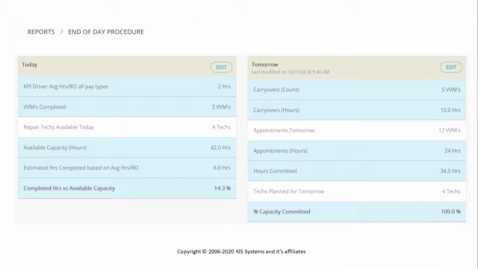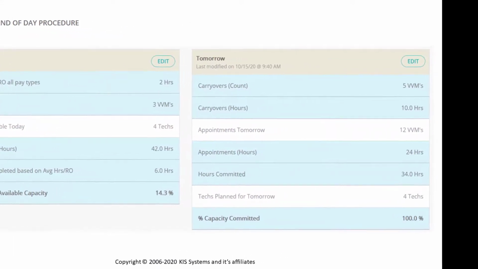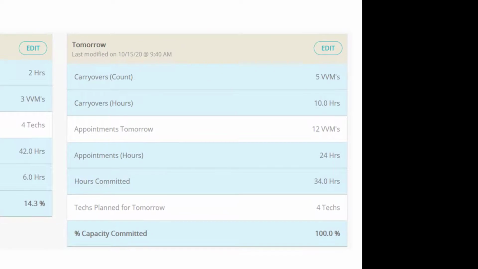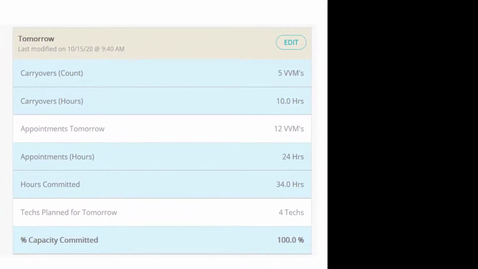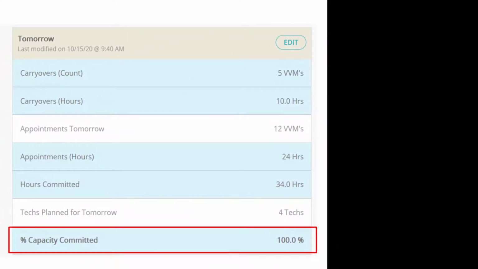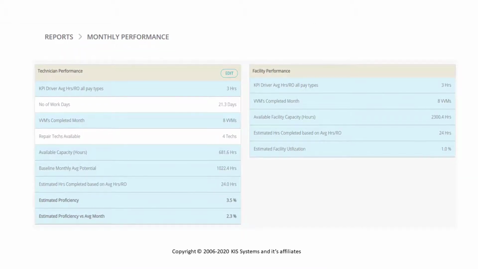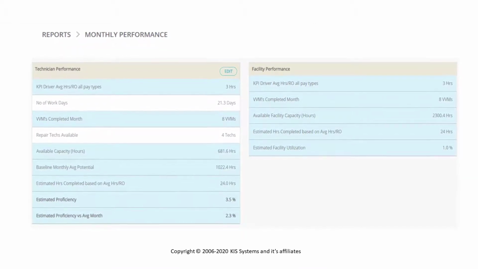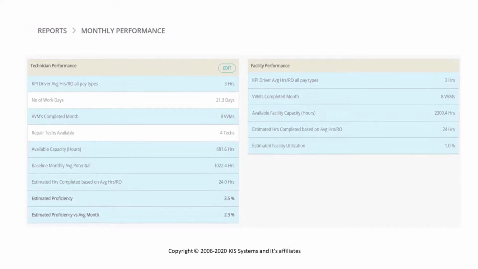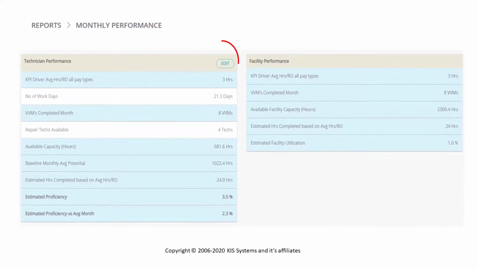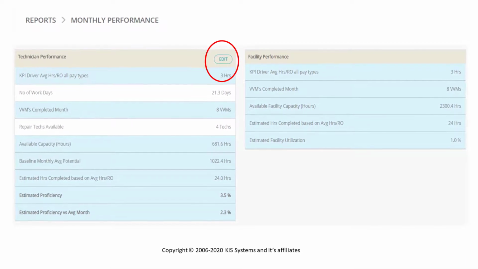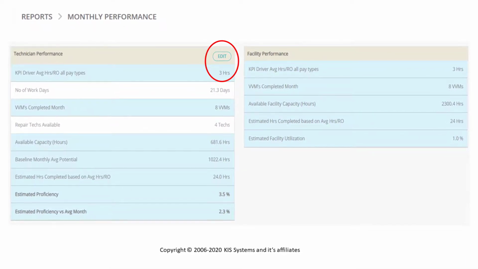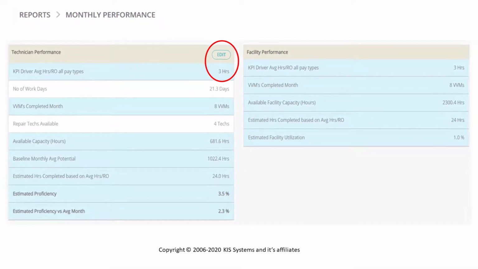The Tomorrow worksheet provides management a rough look into the future to manage under and overbooking, extending carryovers, and avoiding potential customer delays. The monthly performance reports are the reports to assist management in determining utilization of their people and facility assets. The same baseline average hours per RO is used for calculation as in the end-of-day procedure, but can be updated on the screen if necessary.